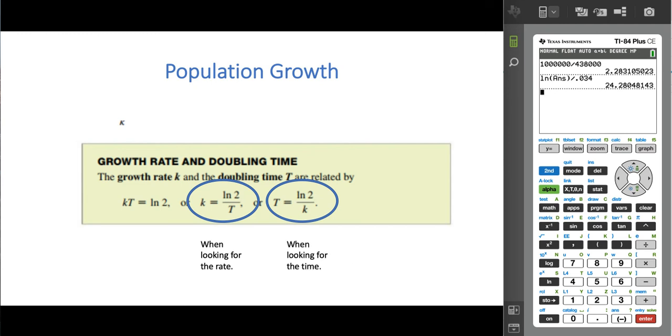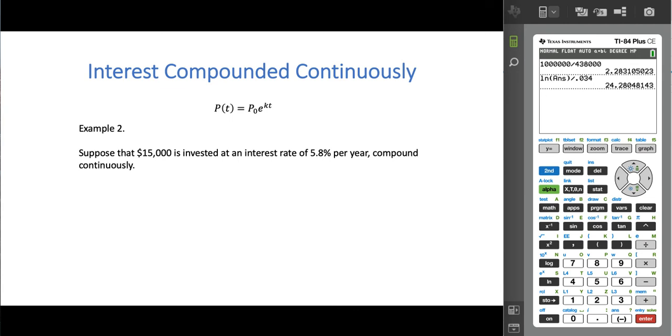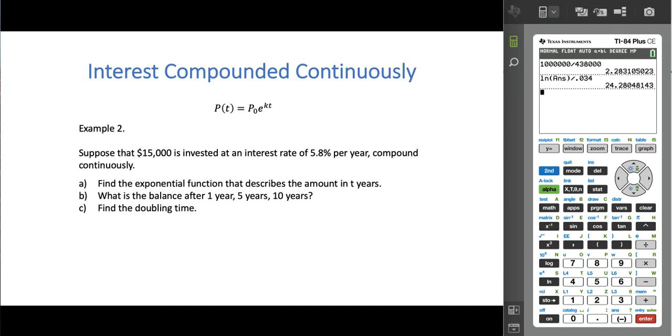In the last screencast. Okay, so in this next example, we're turning our focus to money, and this is an example about interest compounded continuously. So suppose that $15,000 is invested at an interest rate of 5.8% per year, compounded continuously. You want to find the exponential function that describes the amount in t years. You want to find the balance after 1 year, 5 years, and 10 years. And you want to find the doubling time.